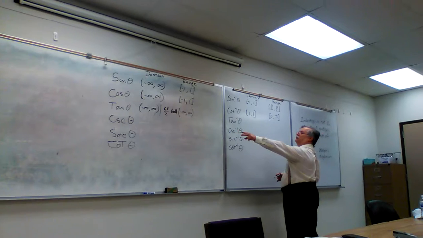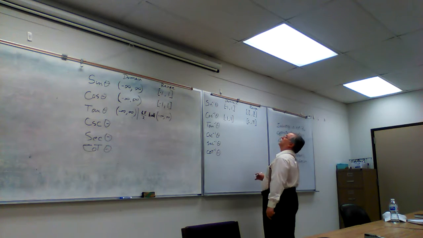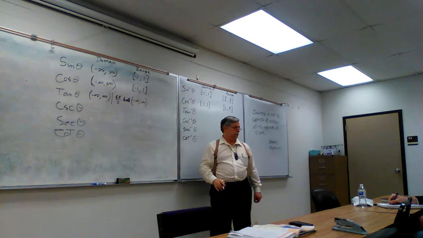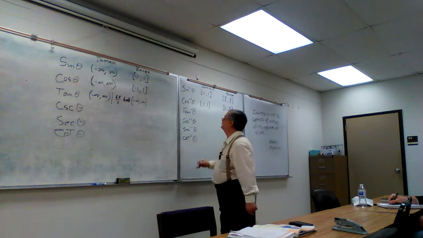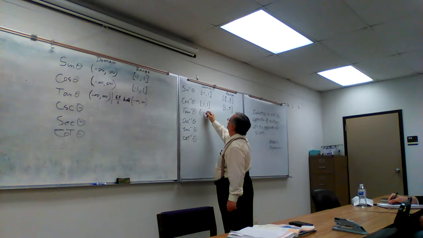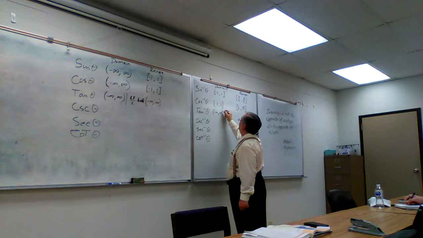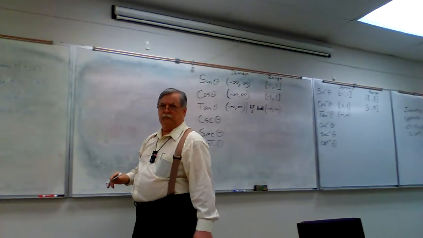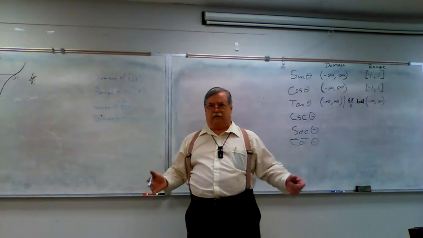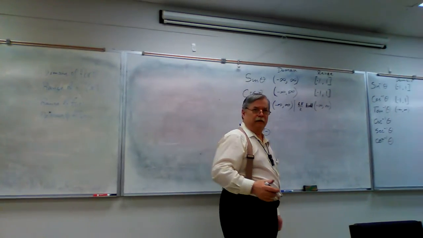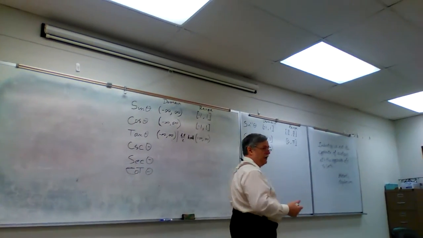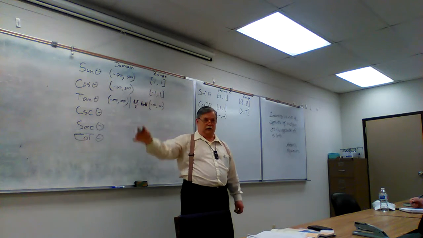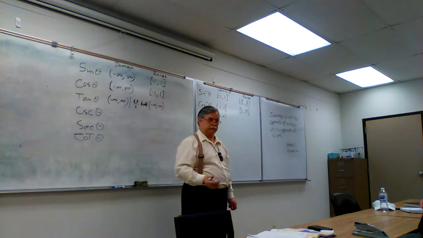Now, that's the domain and range. What is the domain of the inverse tangent function? Negative infinity to infinity exclusive. Why exclusive? Because you can never get to infinity. It has to be a finite number, so it has to be less than infinity, but it can be arbitrarily close to infinity as you want to get.